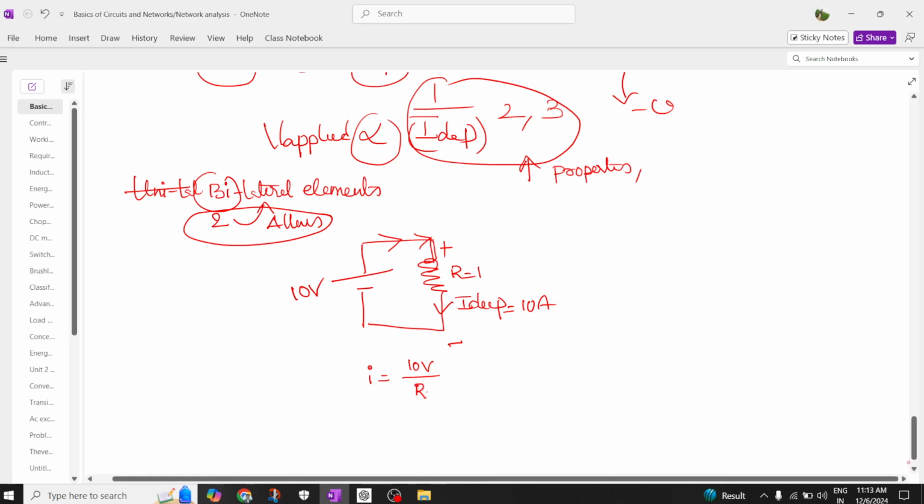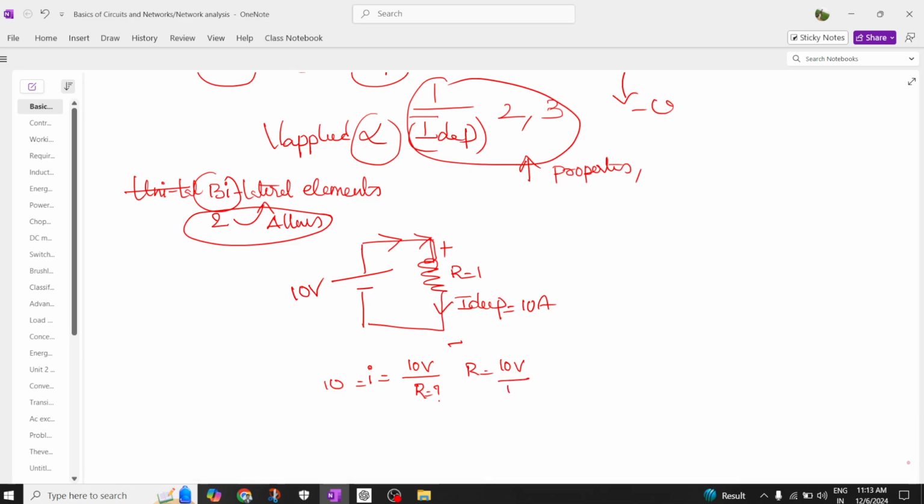So current I is equal to V by R. R I want to find out, but the current is known as 10. Therefore R is equal to 10 volts by 10 amperes. Therefore what is the resistance offered? 1 ohm.